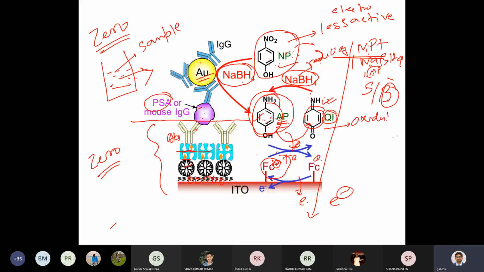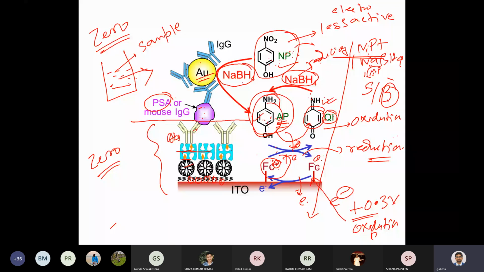Okay. Now you can ask me why you always want Fc0. Why do you use Fc plus? I use Fc plus because I want to generate Fc0, so that I can apply an oxidation potential from outside on the sensor surface. On the sensor surface, I will apply something like plus 0.3 volt. This is called oxidation potential. So some oxidation potential will be applied from outside so that it can oxidize the Fc0 to Fc plus, and it will release the electron.